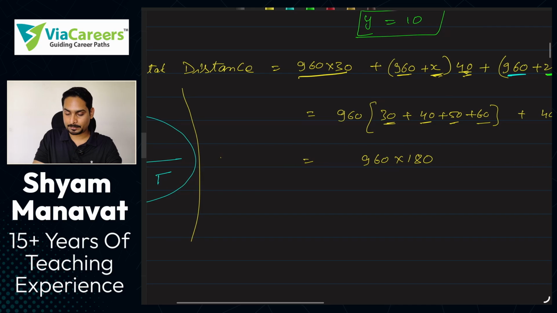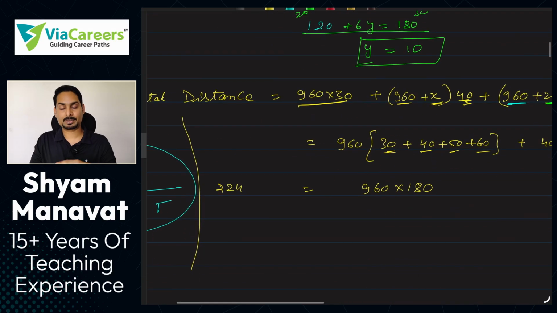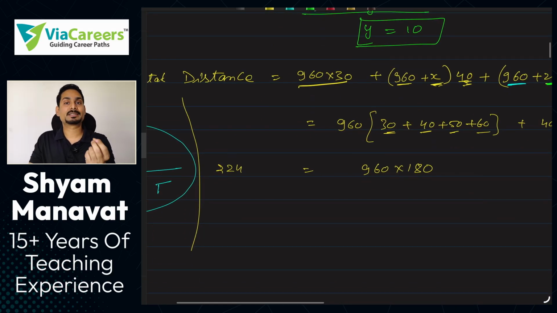Now here you got what? 224. Now here this is in kilometer. So the total distance is in kilometer. We need to convert into meter. So kilometers into meter. Kilo is what? 1000. Kilo is 1000. So यहाँ पे लगा दो 1000 चलेगा.